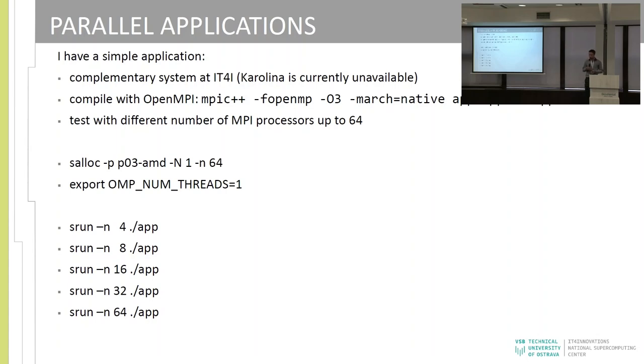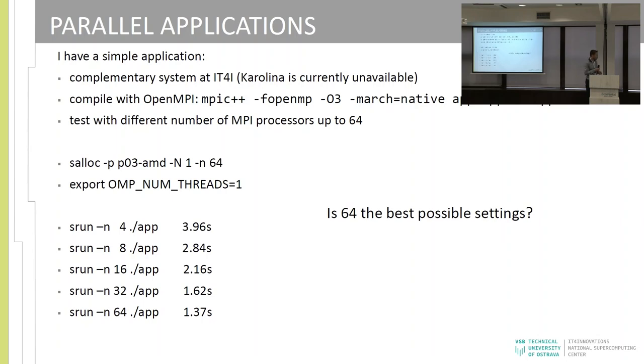I compiled my application with OpenMP and tried to run it with a different number of MPI processes. I started with four MPI processes, and the biggest number was 64. And I measured the overall time of my application. As you can see, the best overall time was achieved when I used 64 MPI processes. It is the number of cores of this hardware. So it looks like 64 MPI processes is the best possible setting. It looks like if I use all cores, it is the best option.